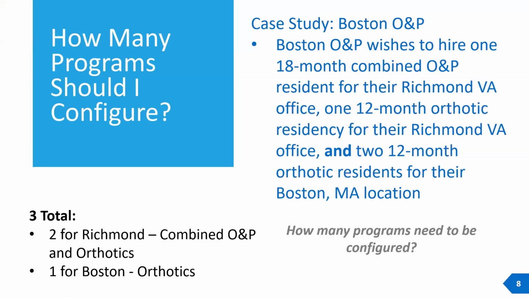But for Boston, where you're only offering a single discipline, orthotic residency, and that's it, you can actually have 17 applicants and pick 3, 4, 5 people from that pool to fill that 12-month orthotic residency in Boston. So we'd actually need to configure 3 unique programs here. And this is a pretty common example.